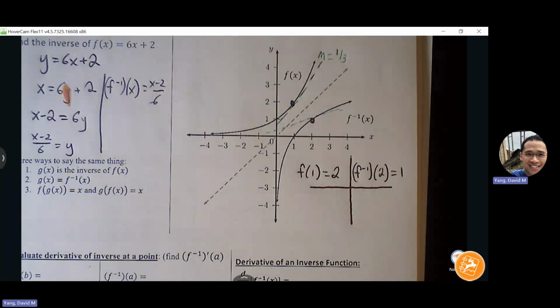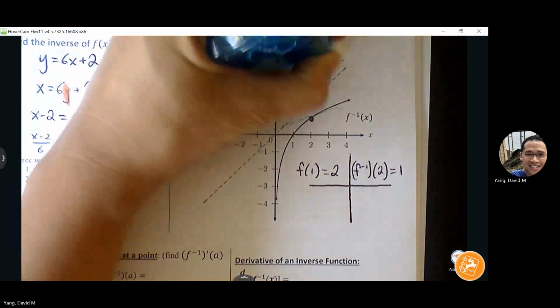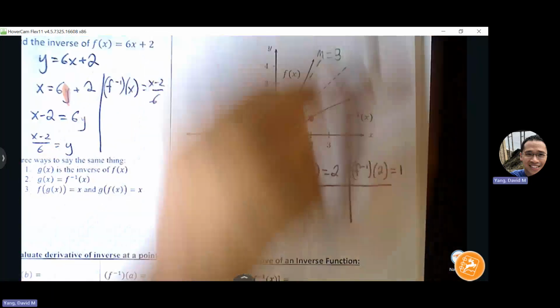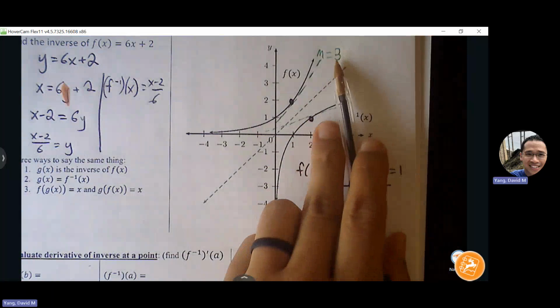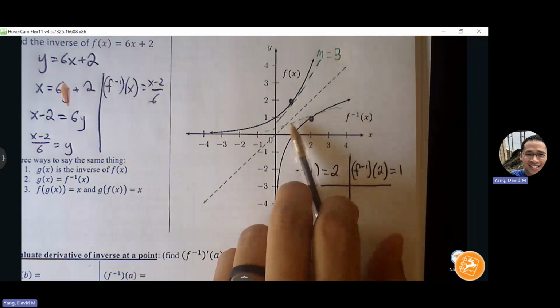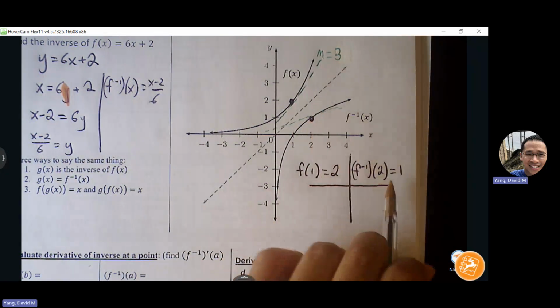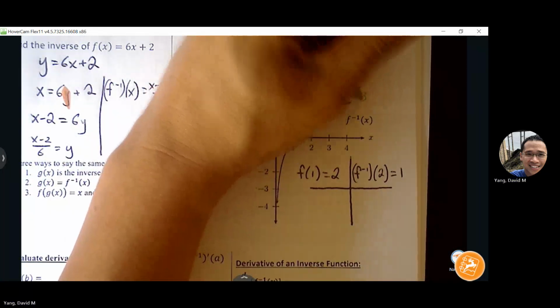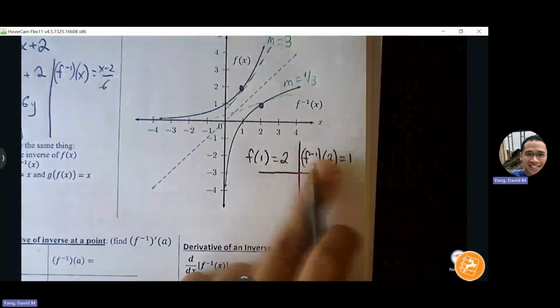My bad, I messed up. I meant the top one to be 3. So this is the steeper slope here. This is a slope of 3, and so the slope at the inverse at their corresponding point is going to be 1/3.